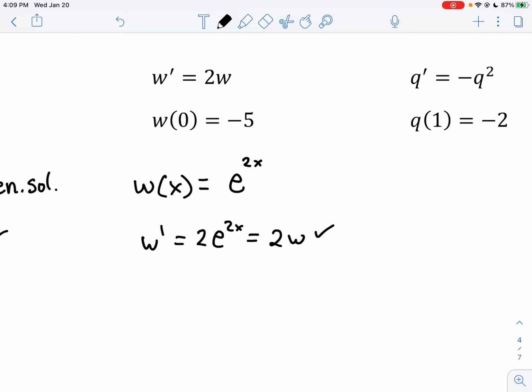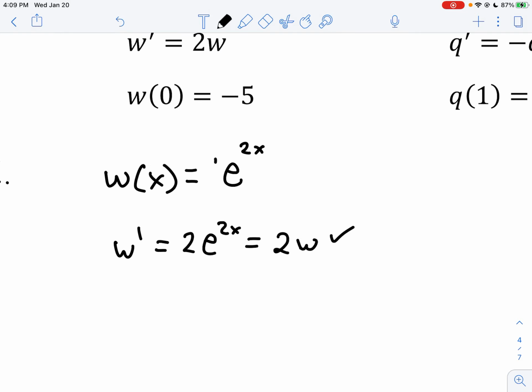But this is already specific. There should be a general solution of this. And again, if we have any constant here in front, let me rewrite this part here, that constant will stay when you do the derivative. So we're still going to get twice the original.